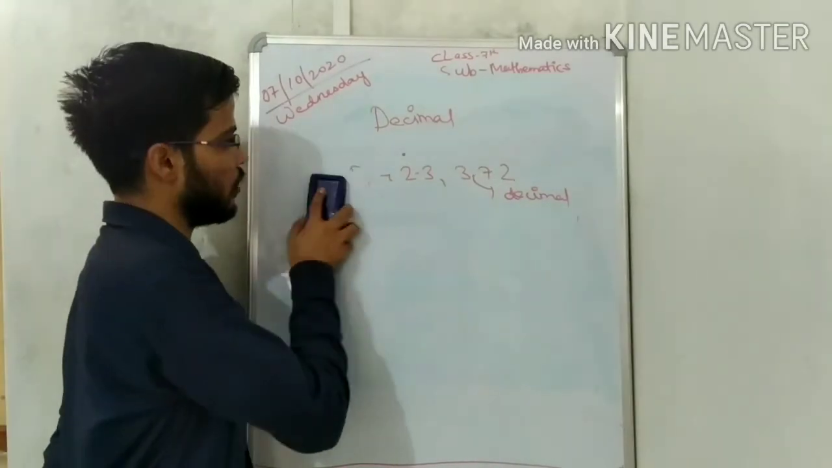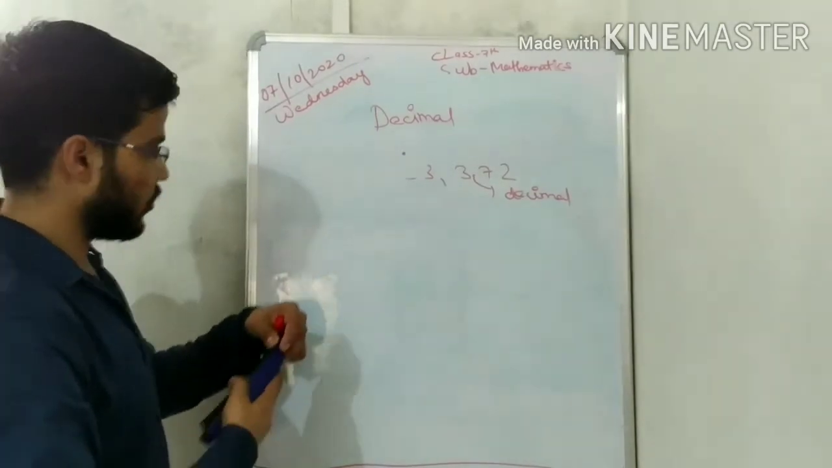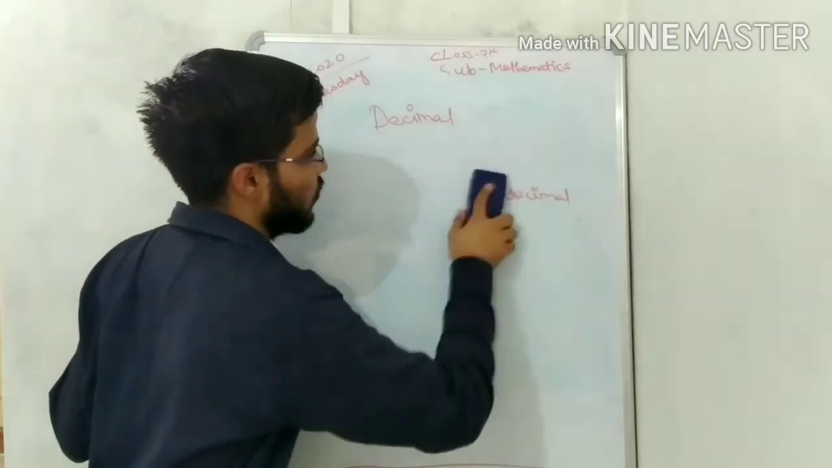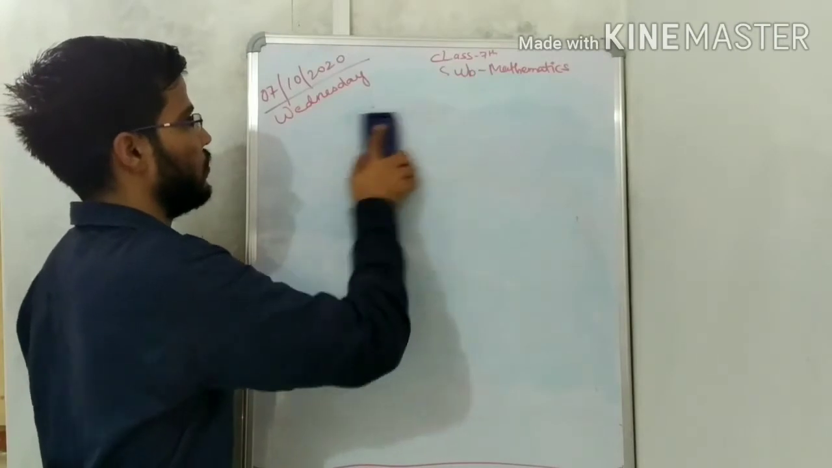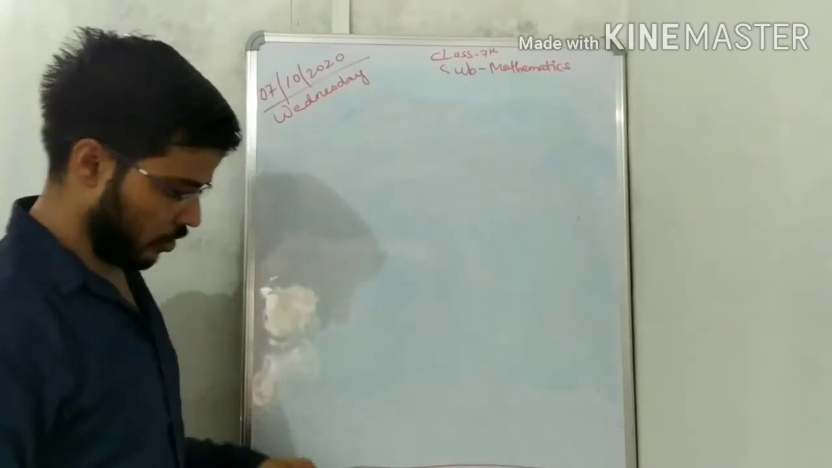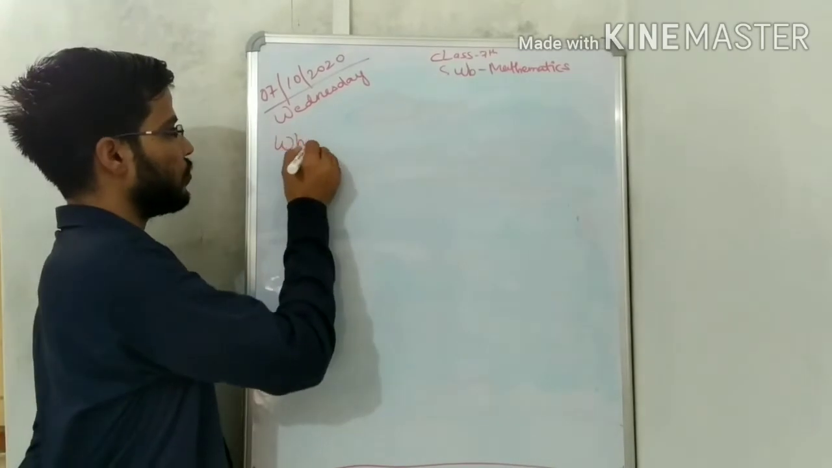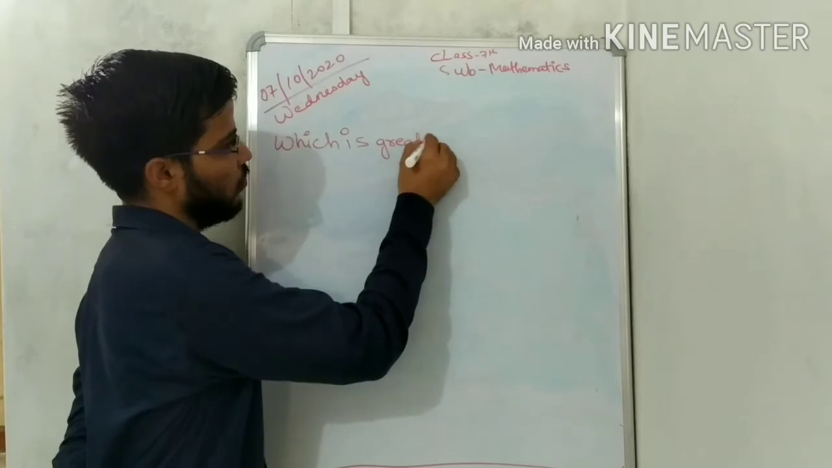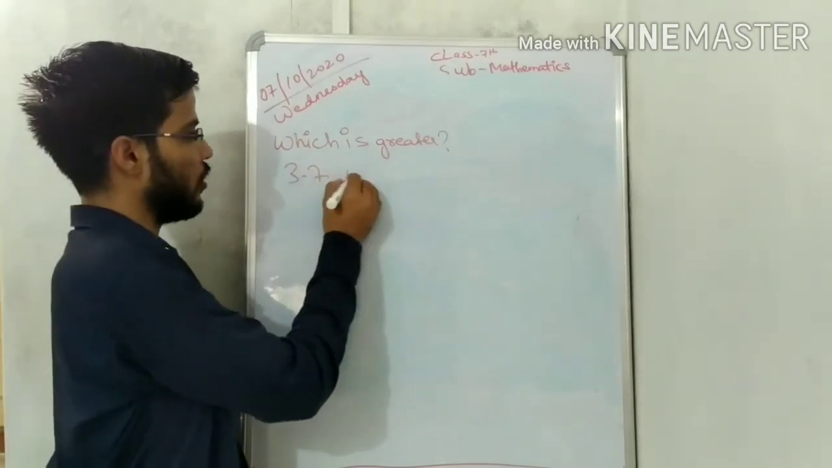Okay, this is the revision exercise of what you have studied in class 6th. We will see some questions and try to complete this exercise today in the online activity class. The first type of question is, which is greater? It is given 3.7 or 7.2.